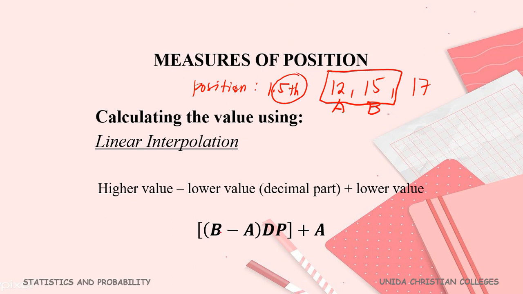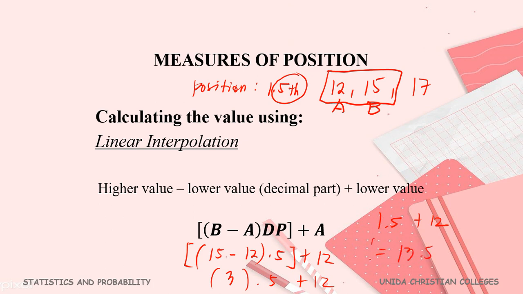So, kapag nilagay natin siya sa formula, magiging 15 minus 12 times the decimal part, which is 0.5 or 0.50, plus yung A po natin, which is 12. So, 15 minus 12, that is 3. So, 3, multiply natin yan sa 0.5, tsaka po natin i-add sa 12. So, 3 times 0.5, that is 1.5. Add na po sa 12, so we have 13.5. And that will be your value. Okay, ganyan po gamitin si linear interpolation.